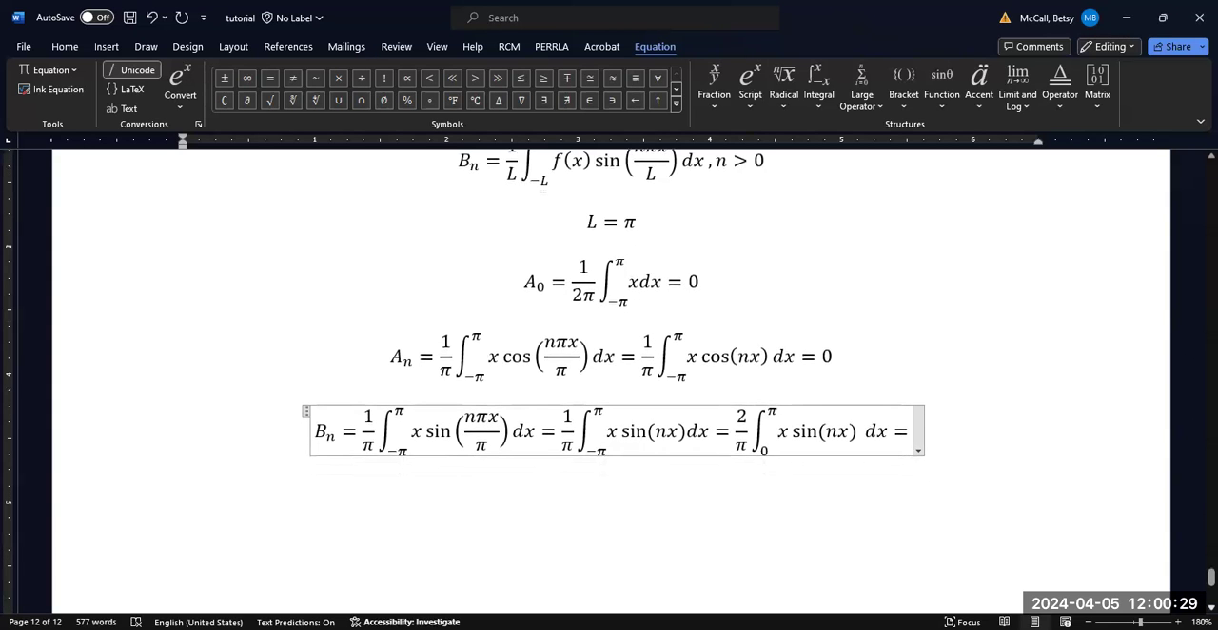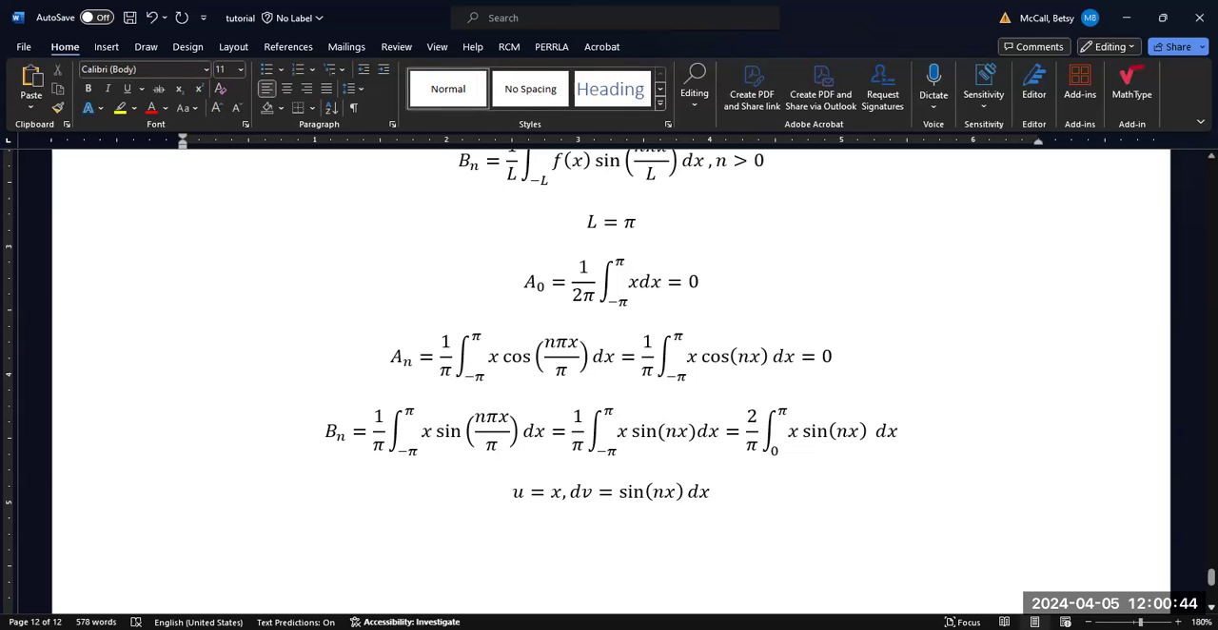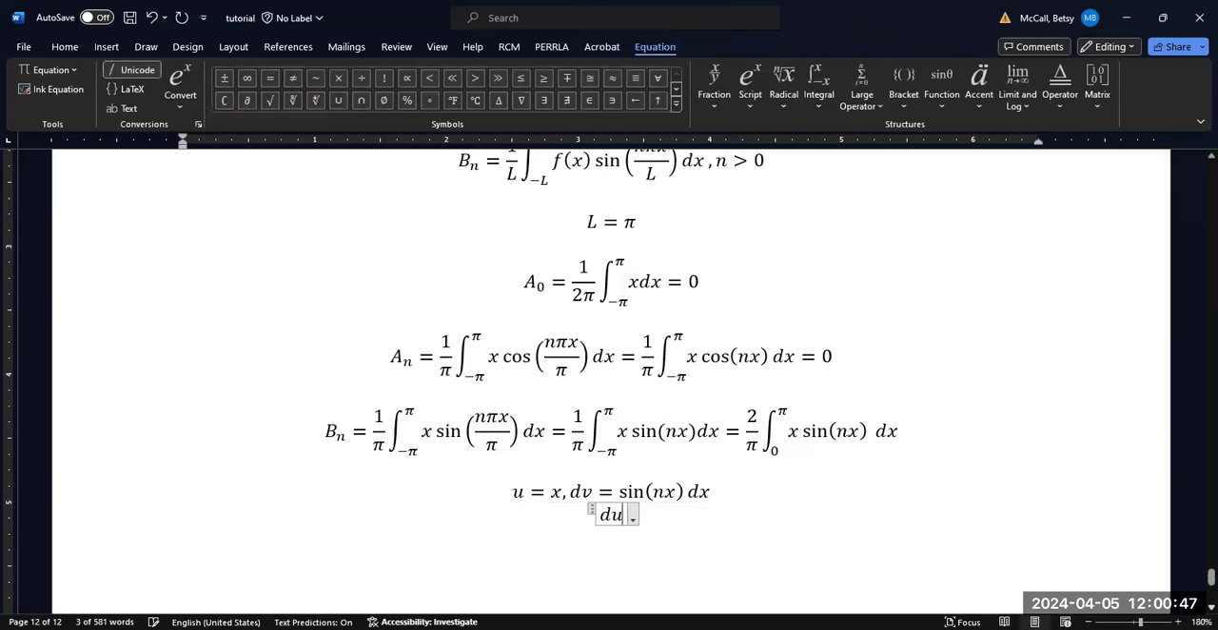So this would require integration by parts. So I'm going to let u be x and dv be sine nx dx, and then du is dx, and v, we're going to integrate v, and when you do the antiderivative of sine, you get negative cosine, and then we also have to undo our chain rule, which would multiply by n, so this will be 1 over n.